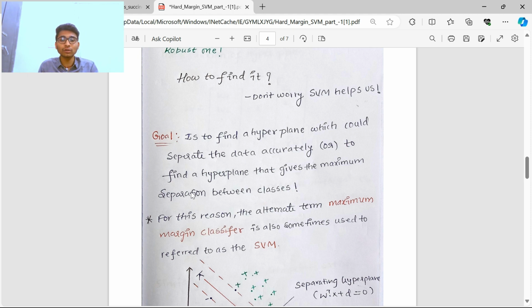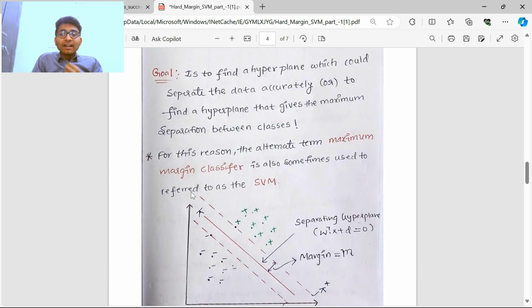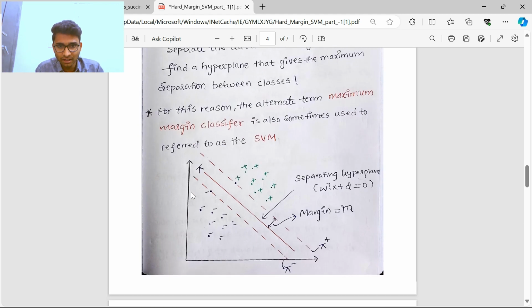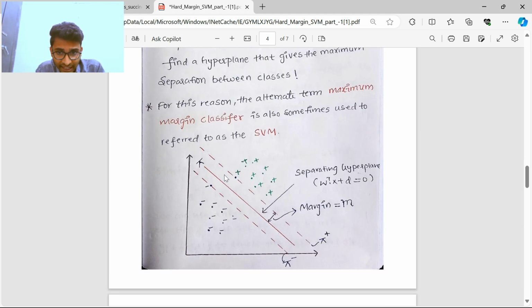How to make sure the line that SVM finds has the maximum separation between the two classes? For this reason, the alternate term to call SVM is maximum margin classifier. We also sometimes use maximum margin classifier to refer to SVM. See, you can see the screen, right?